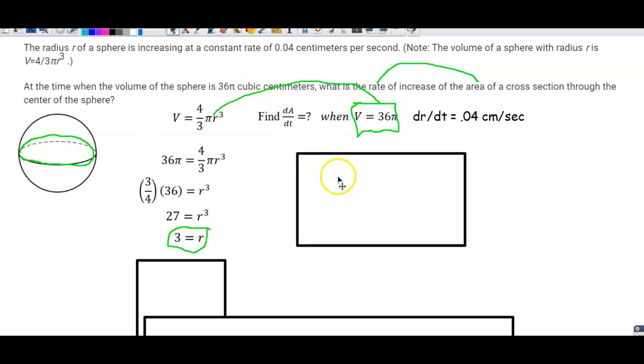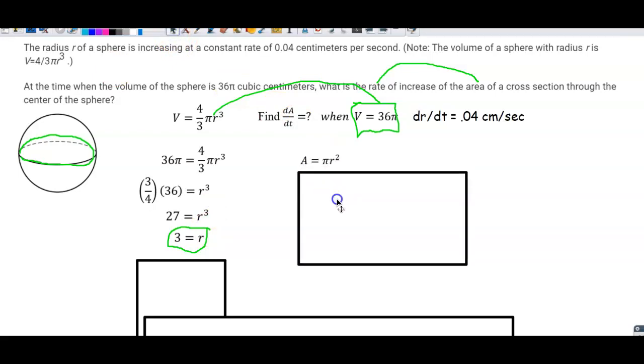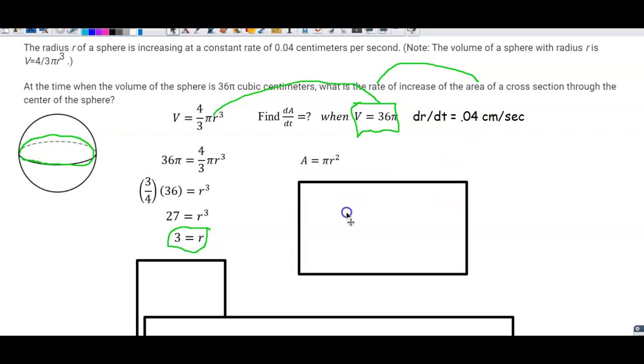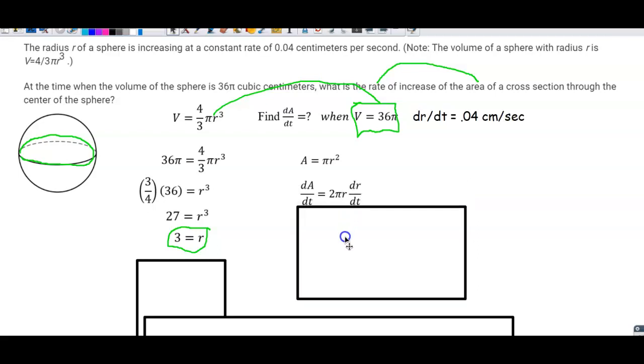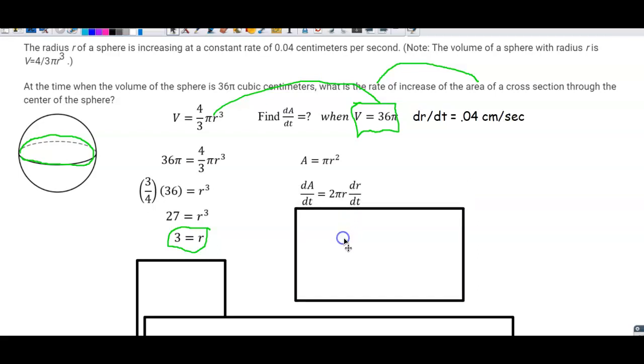Second part, now I'm going to get into the related rate part, or the implicit differentiation. They said that we're finding the rate of change of the area of a circle. The area of a circle is pi r squared. I'm going to take the derivative on both sides with respect to time, so the derivative of A would be dA dt, and on the right-hand side, by the power rule, the derivative of pi r squared is 2 pi r, chain rule, dr dt.